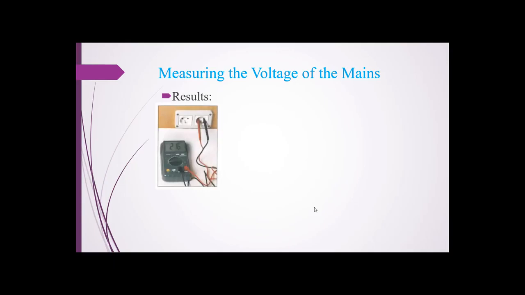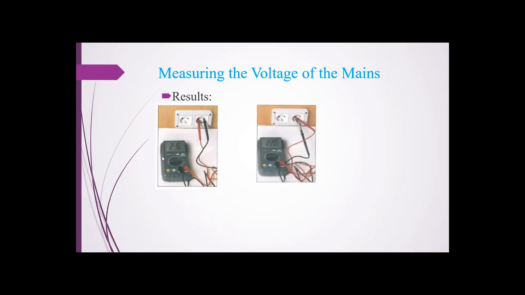In the first case, where we measure the voltage across the live and the neutral terminals, the voltage is 216, which is approximately equal to 220 volts. In the second case, where we measure the voltage across the live and ground terminals, the voltage is also 220 volts. And in the last case, where we measure the voltage across the ground and the neutral terminals, the voltage is approximately 0.